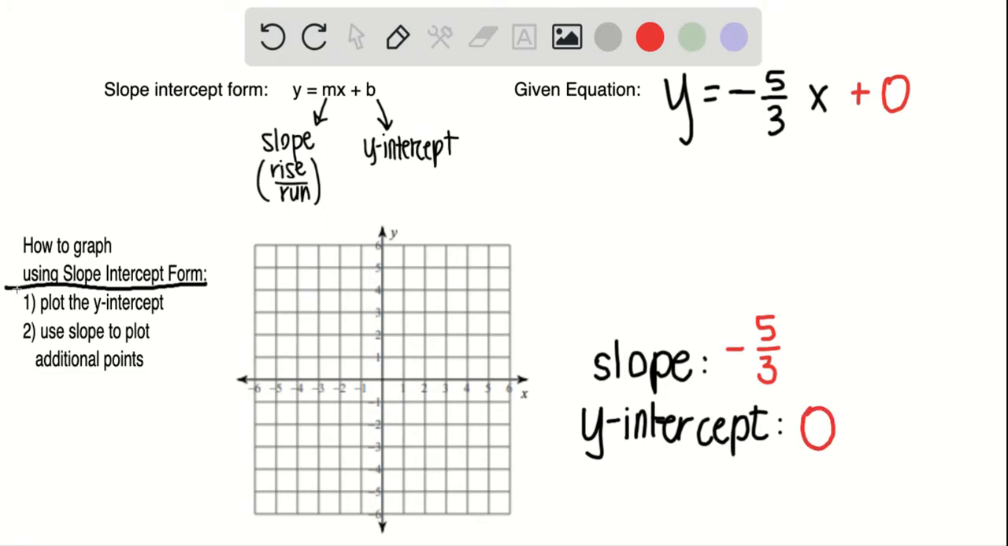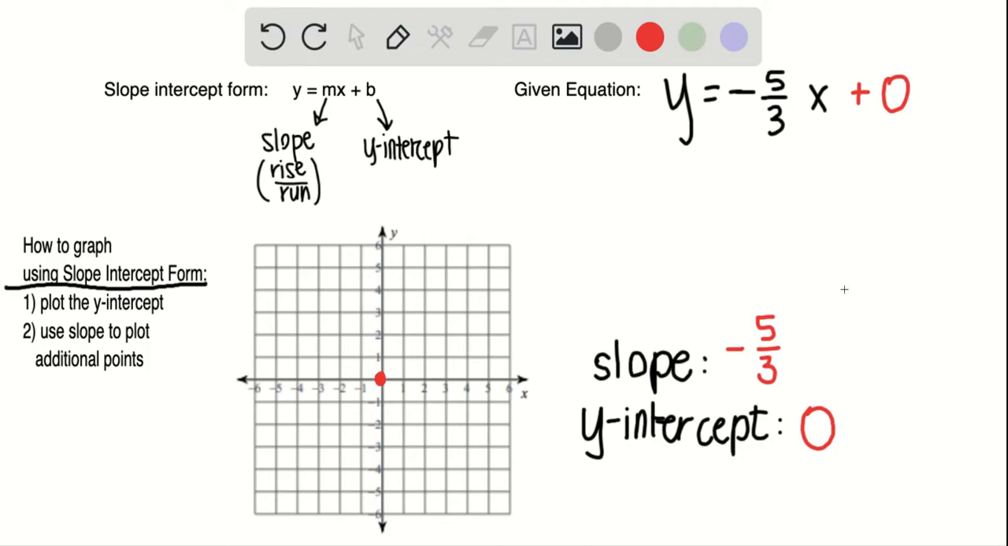Now we're going to use these two steps over here on the left-hand side of the screen to graph using slope-intercept form. The first thing I'm going to do is plot the y-intercept, which we just determined is 0. So right there in the middle at the origin. The next thing I'm going to do is use slope to plot additional points.